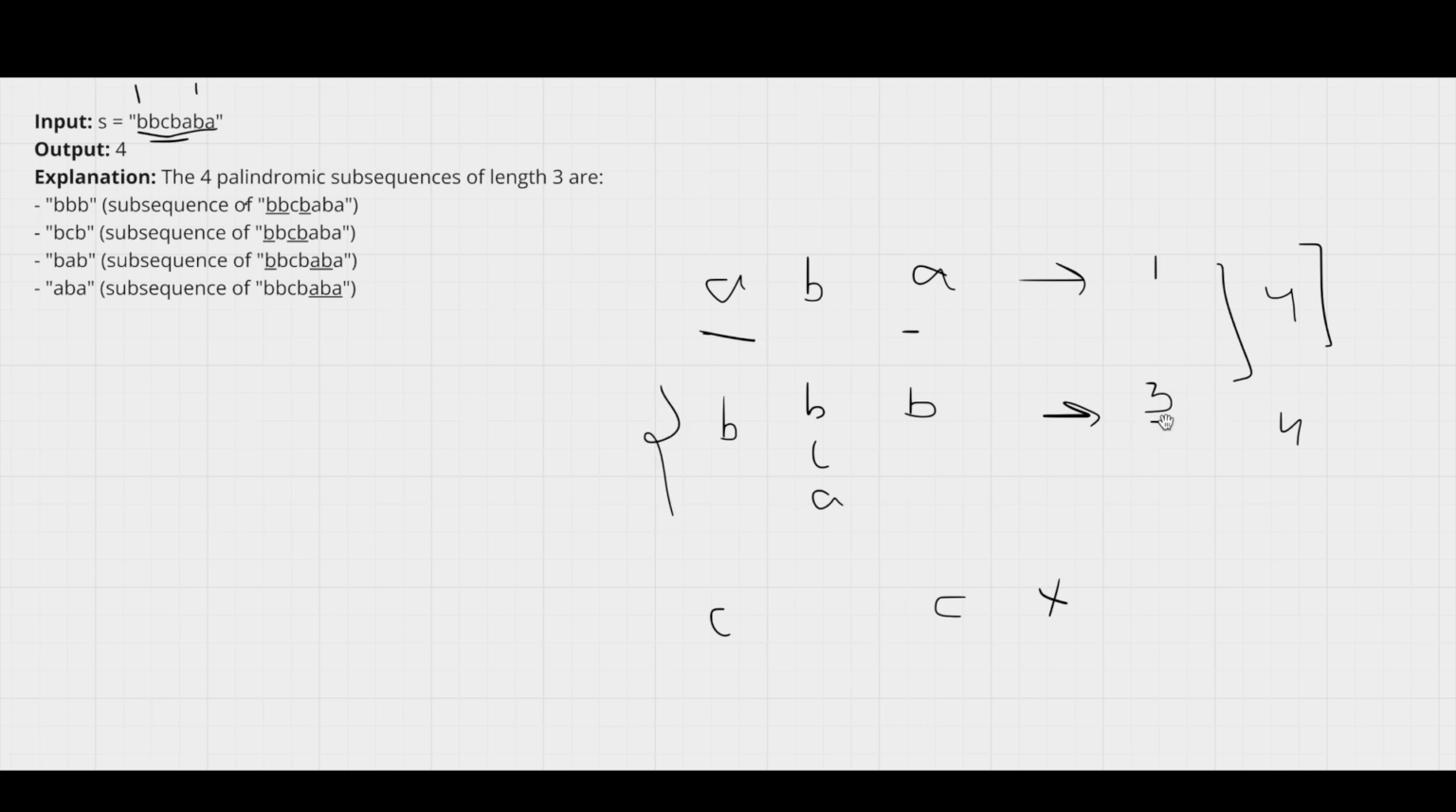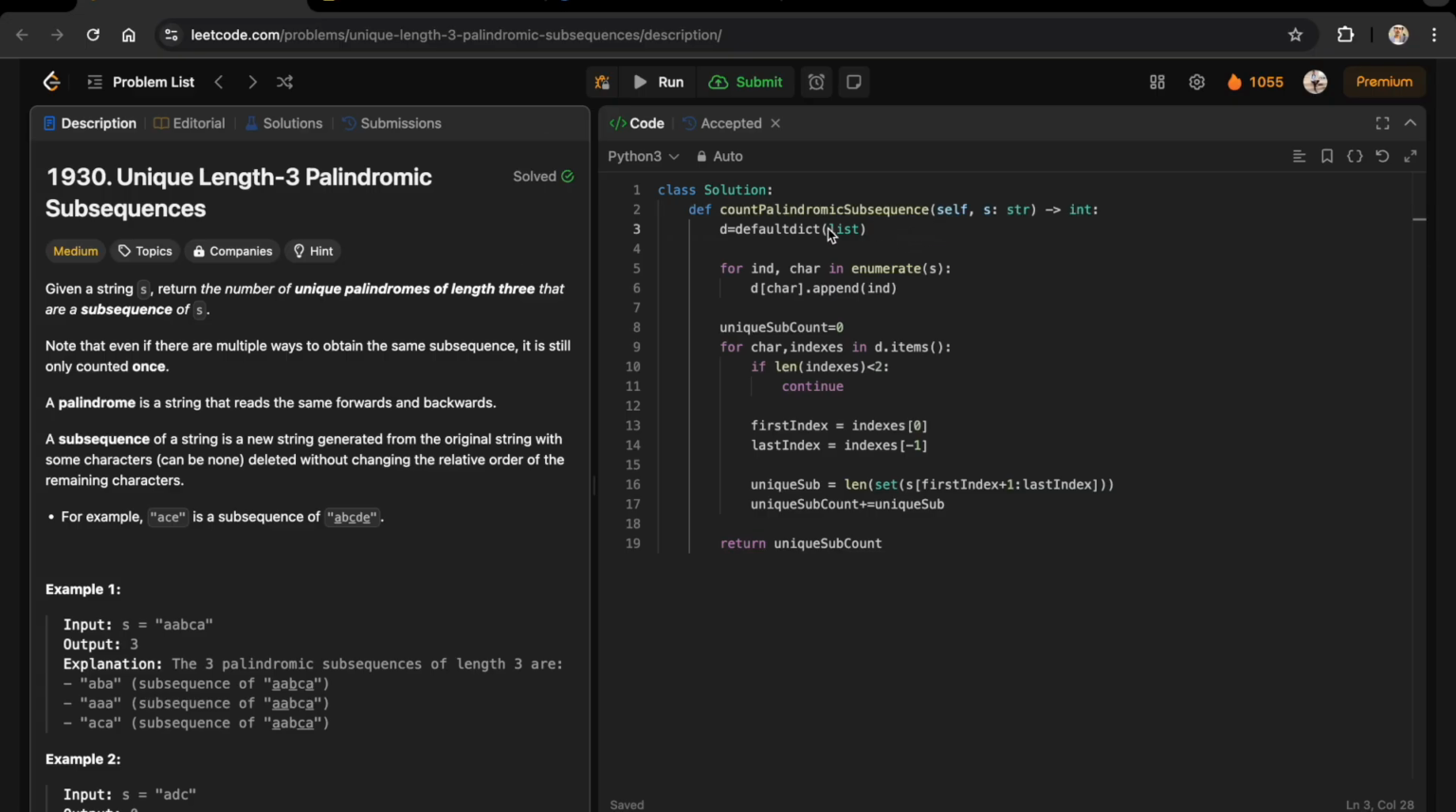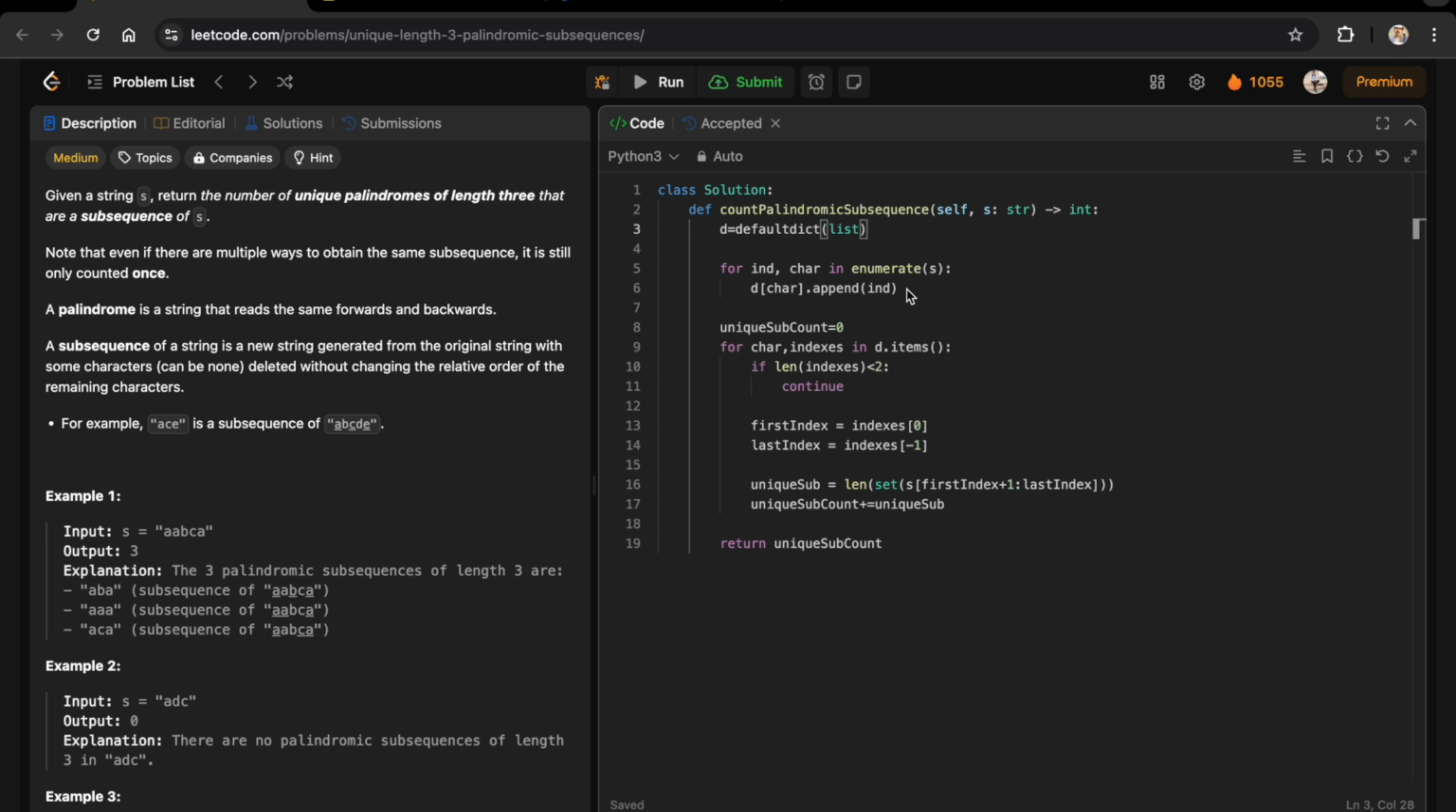Now let's look into the code. In the code, what we have done is first we have taken a map that will be storing the indexes. So we have taken a map d of character appending the index, so it will be appending all the indexes of a particular character. Like for A, that is having index 0, index 1, and the 4th index. After that, we have taken a count, which is the unique subsequence count. After that, we are doing for character, indexes in d.items(), so for every character we are finding its indexes.